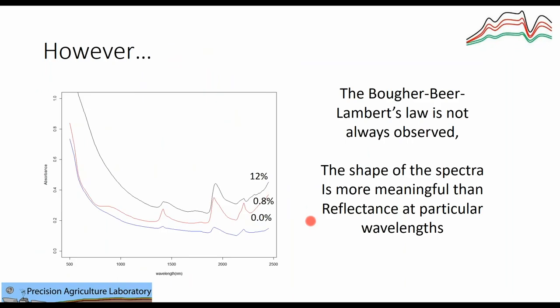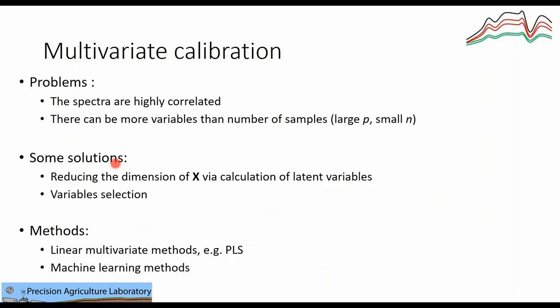So what I mean by correlated is this region over here will always have a shape. So this wavelength will have a very close correlation with the one next to it, and so on. So it's highly correlated. And we can have more variables than the number of samples.